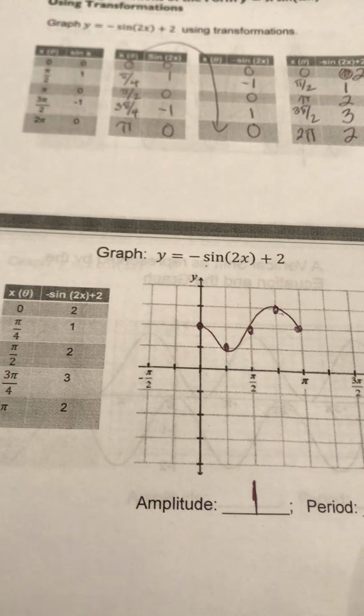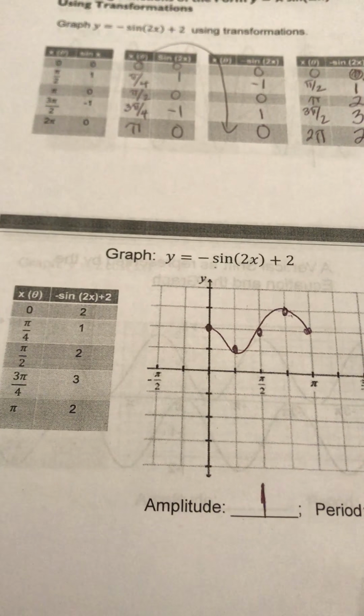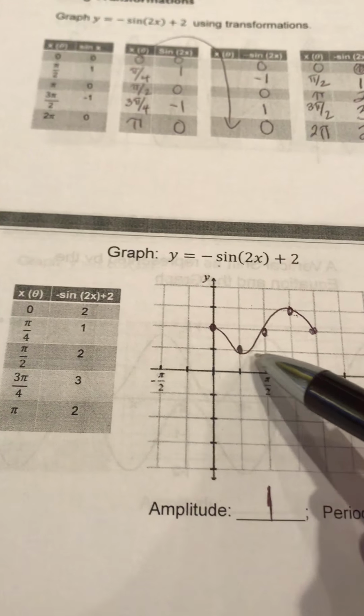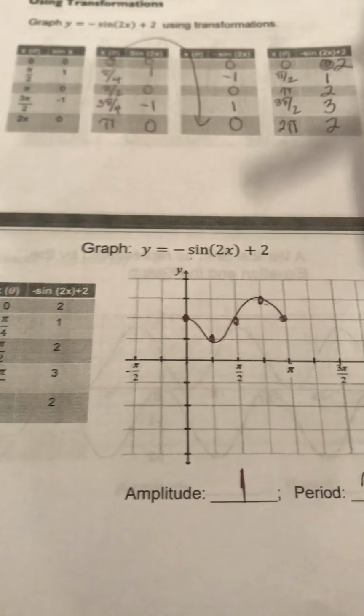And then our period is 2 pi divided by 2, which would be pi. And we can clearly see that here, that we've got 1 full cycle in pi units.